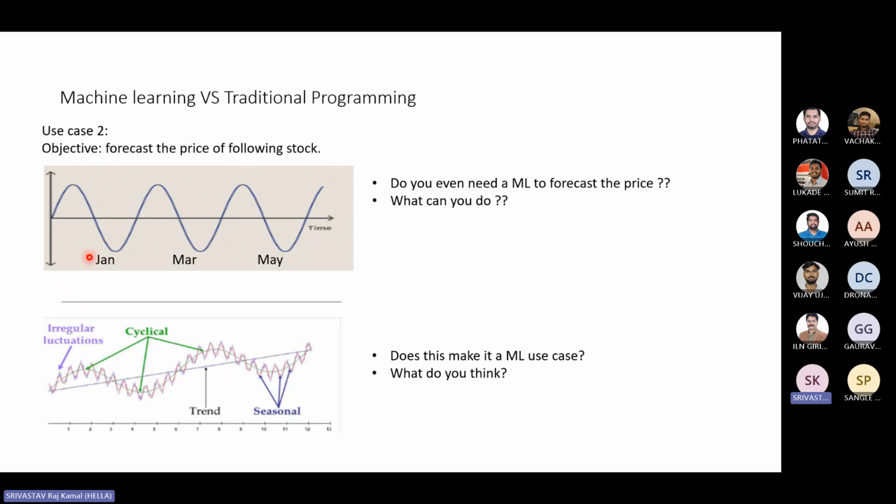Now you tell me about this example. If this is the graph, a normal sine wave, I guess, and I ask what the price forecast would be in June and July, you can extend that and tell me the answer straight away. But now if I tell you there are some irregularities in the fluctuations, as in the stock market, there is some cyclicity, some trend, or some seasonality.